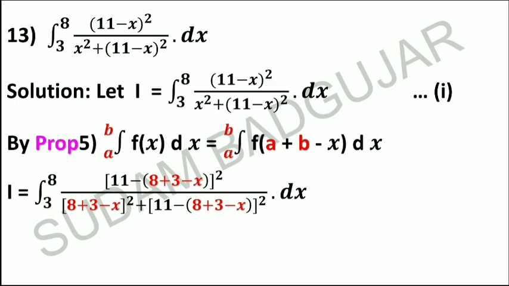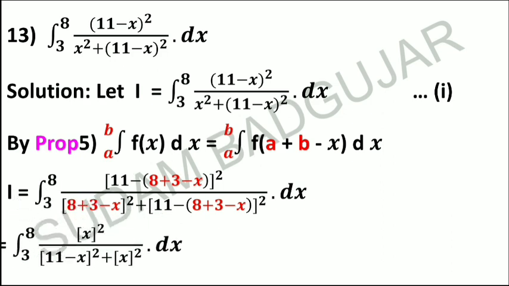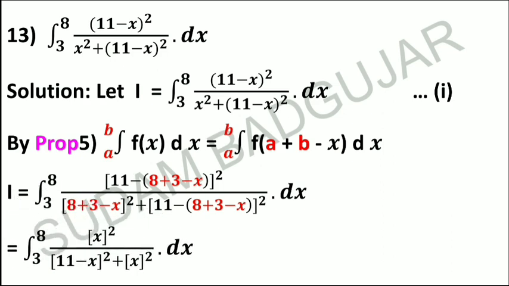Then open this bracket, you will get integration of x square upon 11 minus x the whole square plus x square into dx from 3 to 8. See, in the first step of this slide, the first term is x square, the second term is 11 minus x square. After applying the property, this first term x square becomes 11 minus x the whole square and the second term becomes x square. Okay, then you have to apply the direct shortcut formula here.